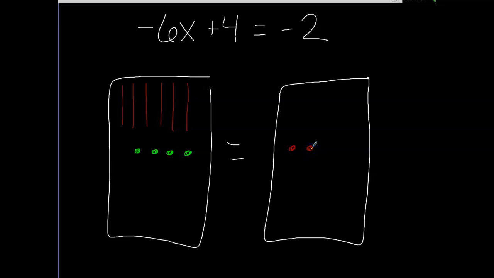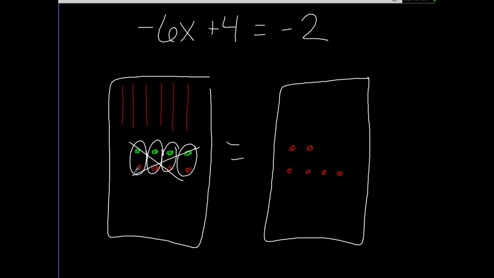So again, I always work on the side that has the variable. There are 4 positives with my x's, so in order to get rid of them, I'm going to add 4 negatives. What you do to one side, you have to do to the other. So these are my 0 pairs that I can now get rid of. So now I have 6 negative x's is equal to 6 negative 1's.